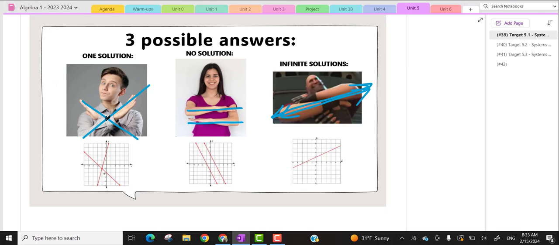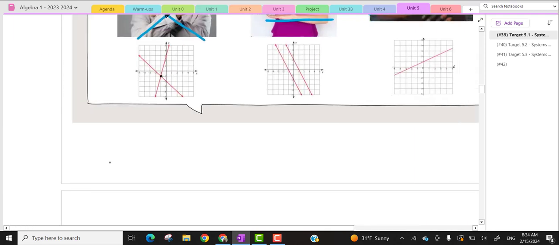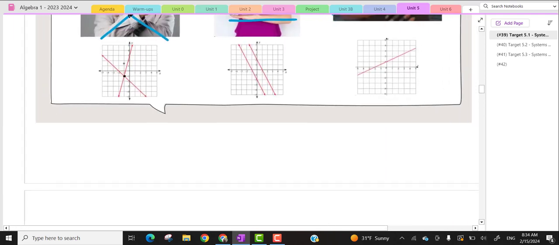So below we have actual graphs. So this is the answer to one solution. So esta es la respuesta a una solución is right here. And the answer is, la respuesta es -1, 1. So -1 is x and +1 is y. So again, we got x and then y.